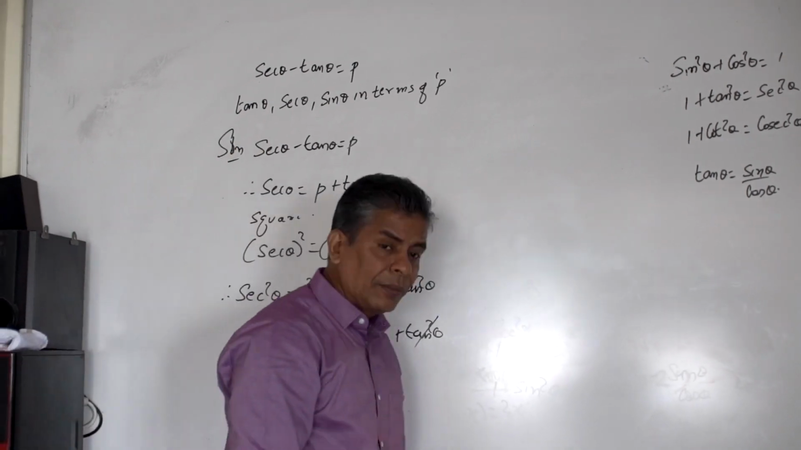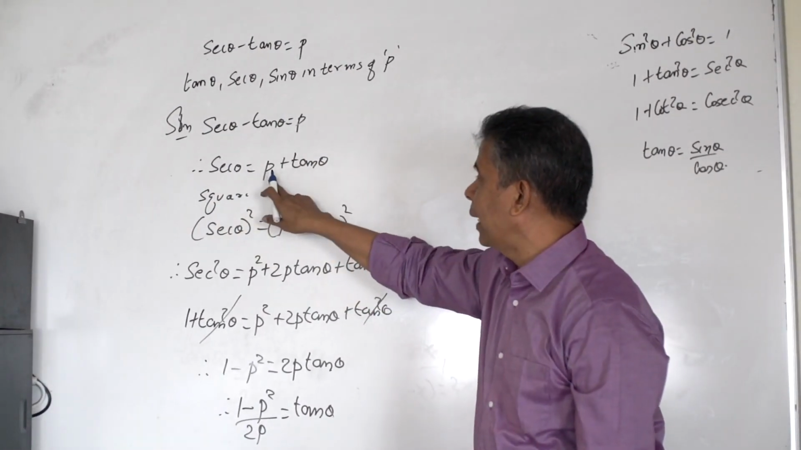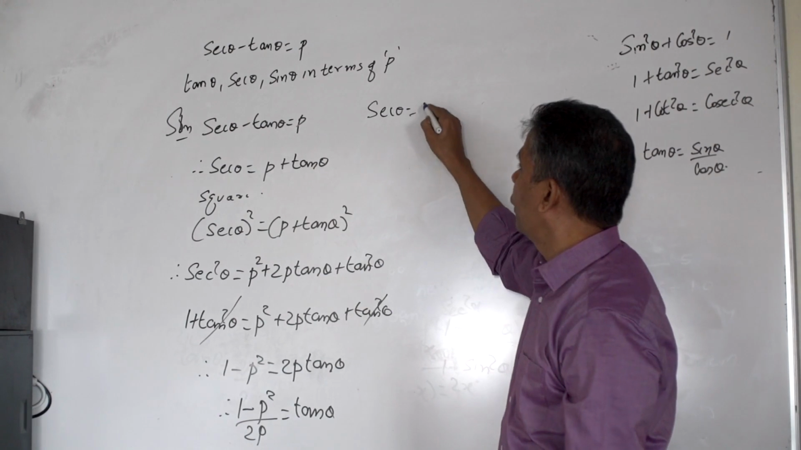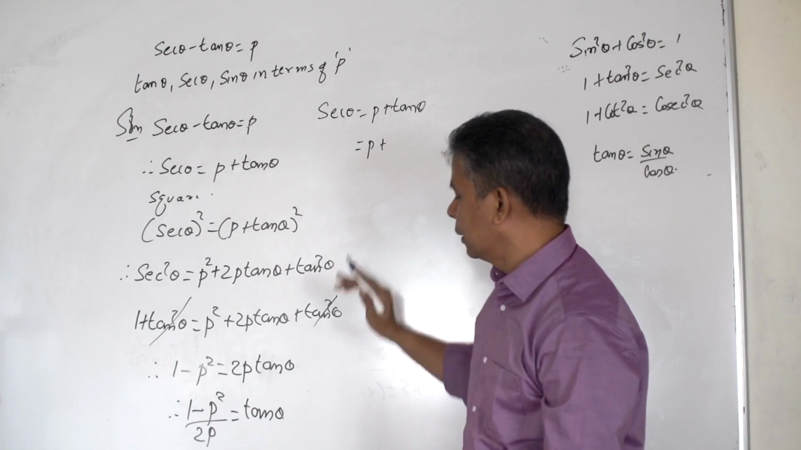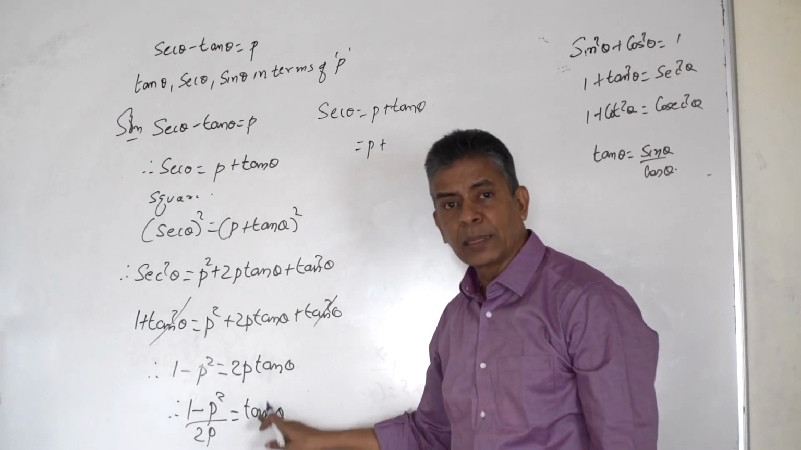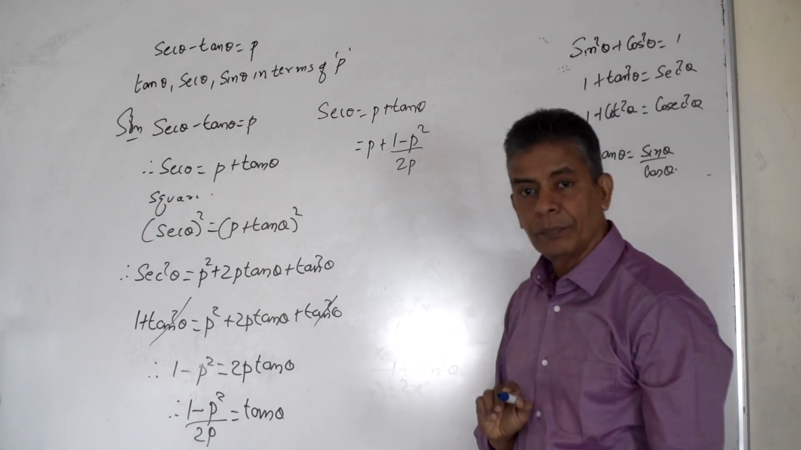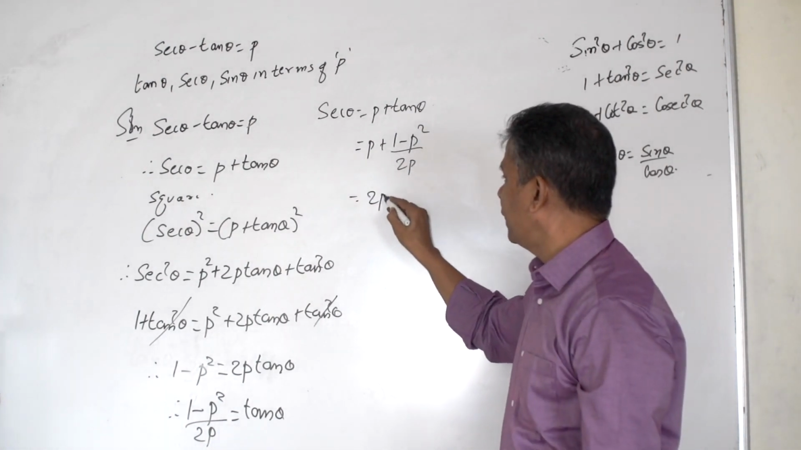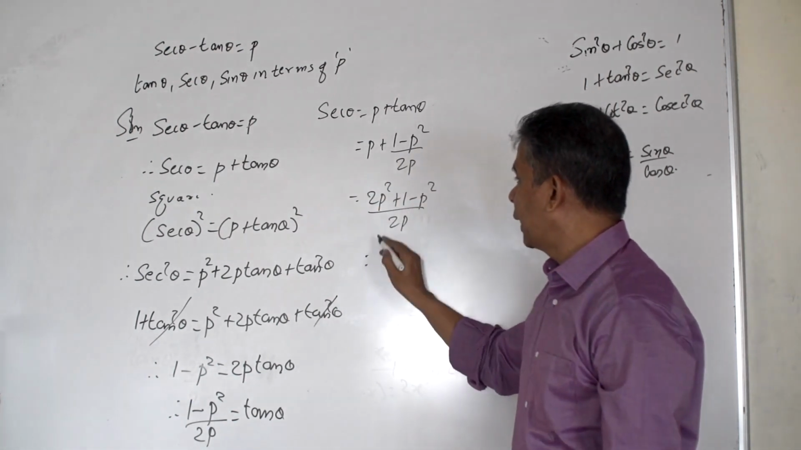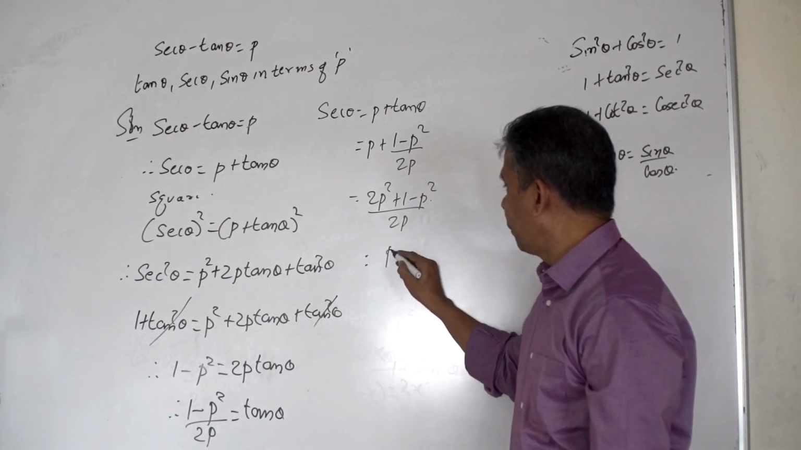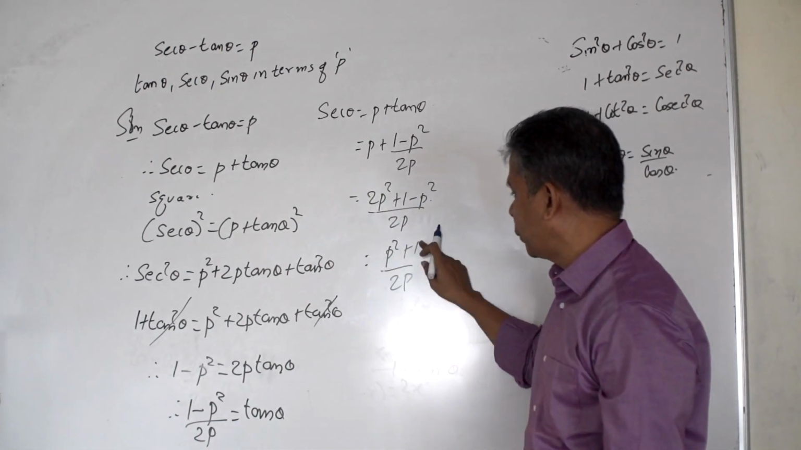Once you get tan, then we can get sec, because sec is equal to p plus tan theta. That is p plus tan theta, and tan theta is found here, so we substitute it. What do I get? 1 minus p square upon 2p. That is equal to 2p square plus 1 minus p square upon 2p. Cross multiplying, 2p square minus p square is p square plus 1 upon 2p.